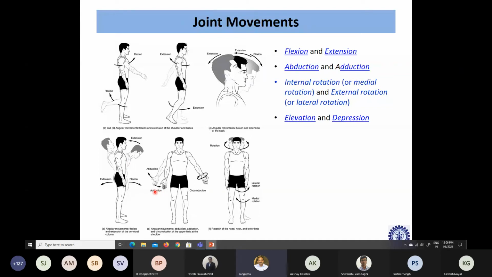Now comes abduction and adduction, two opposite movements. Now, if you are raising your arm and you hold it there, say, just a moment.